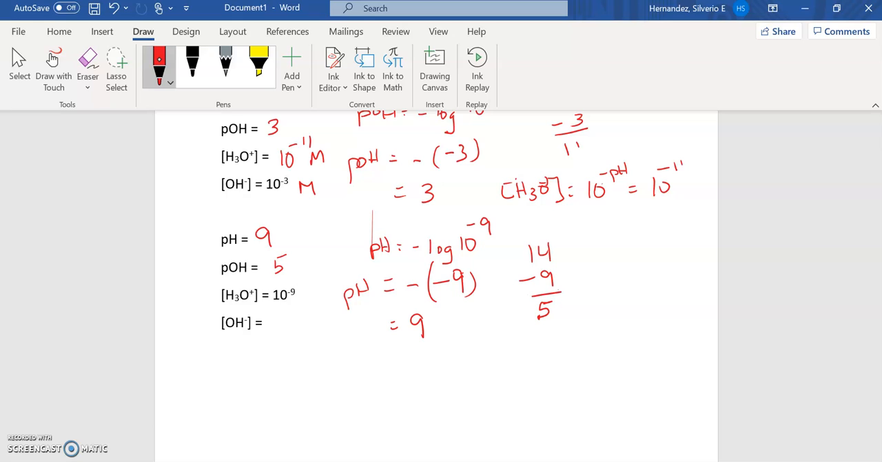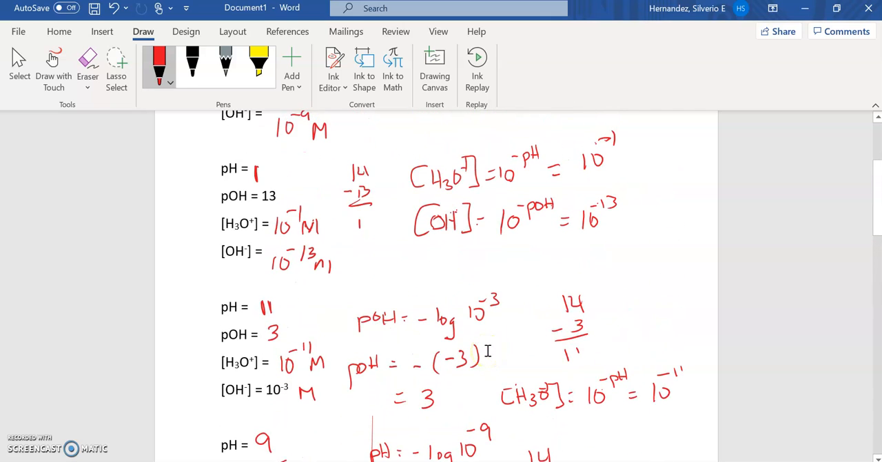And then finally, I'm going to use the value of the pOH to determine the concentration of that hydroxide. Again, the hydroxide concentration is equal to 10 to the negative pOH, which in this case is a 5, so it's going to be 10 to the negative 5. And those should have concentrations, those M's behind there. Okay, so those are 4 sample problems that I've worked out.